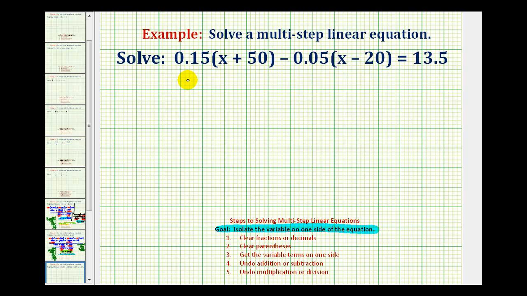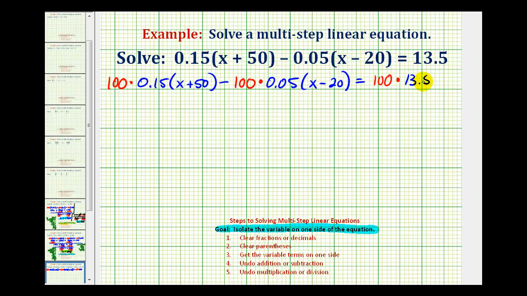If we multiply by 10, we move the decimal point once to the right. If we multiply by 100, we move the decimal point 2 places to the right, and so on. So looking at the decimals in this equation, this decimal has 2 decimal places, this has 2, and this one has 1. So if we multiply everything by 100, it will clear the decimals from the equation. So let's go ahead and do that.